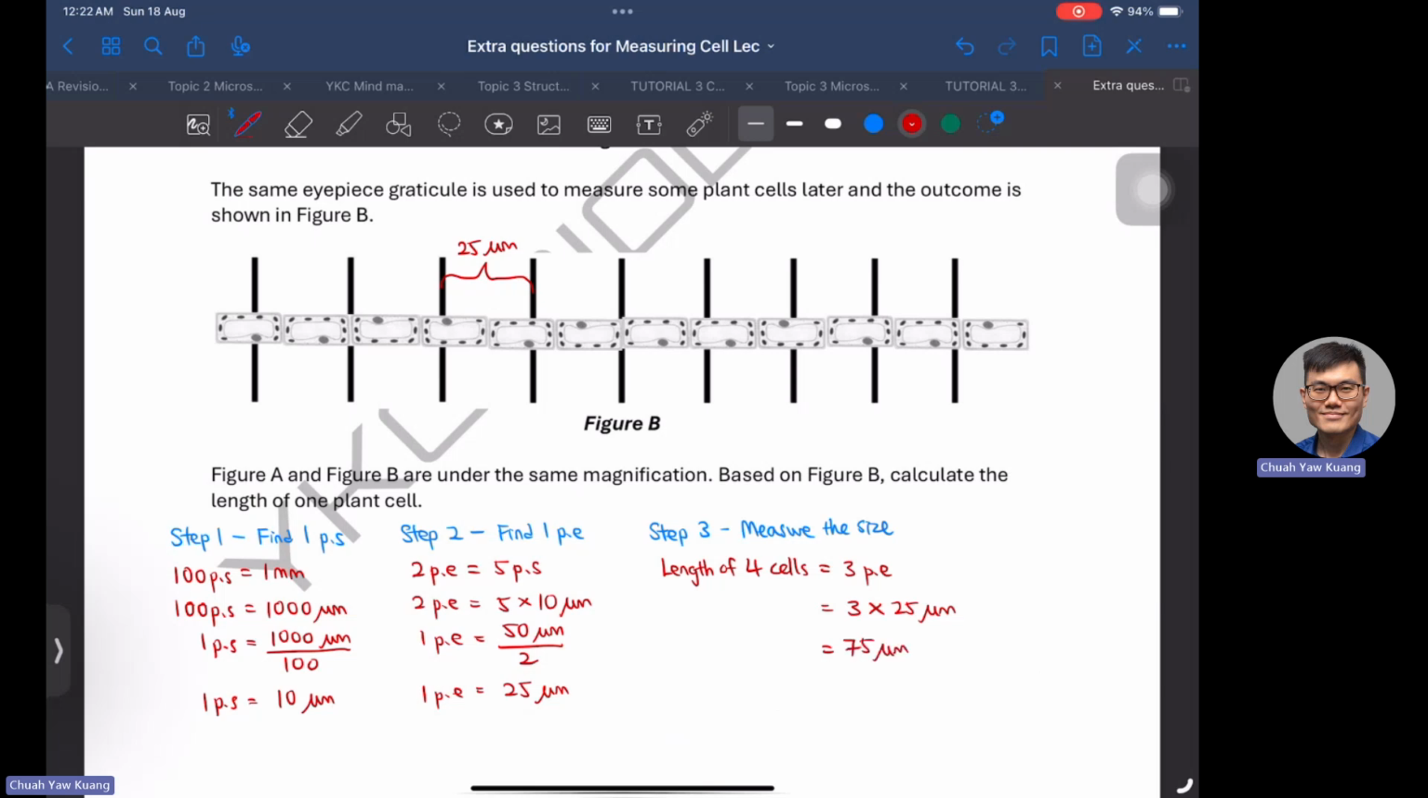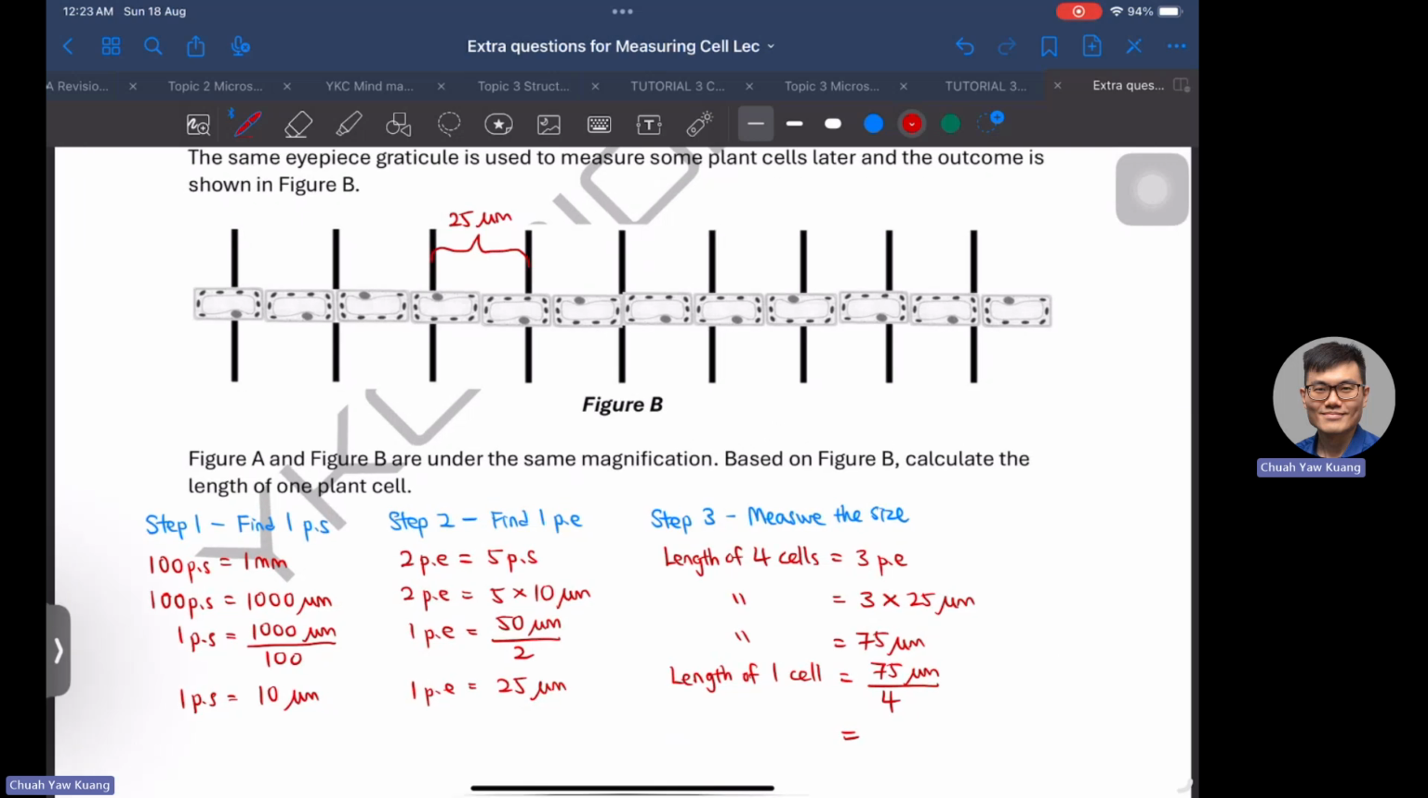Okay, so how about the length of 1 cell? The length of 1 cell will be equal to 75 micrometer divided by 4 cell. So the length of 1 cell would be 75 divided by 4, which is 18.75 micrometer.